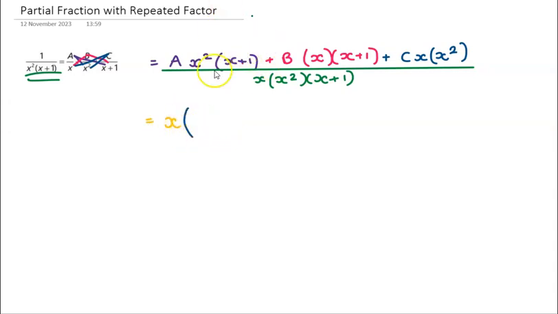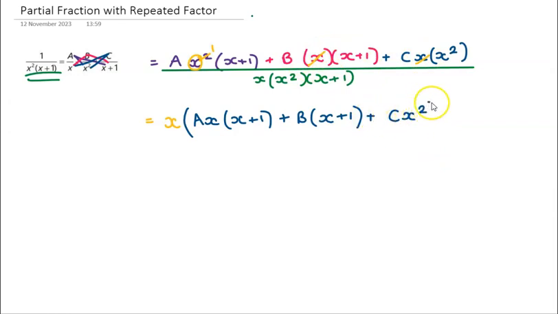So we've got a times x squared. Well, we've taken an x out, so that's just going to be ax times x plus 1. And we've got b times x plus 1. Well, we've taken one of the x's out, so we're just left with b times x plus 1. And we're going to take this c out. So we've taken that x, which leaves us with c times x squared. And now we've got this factor of x outside.